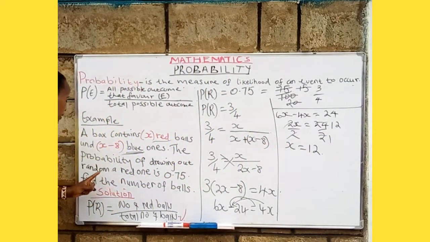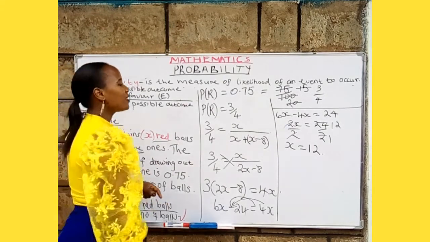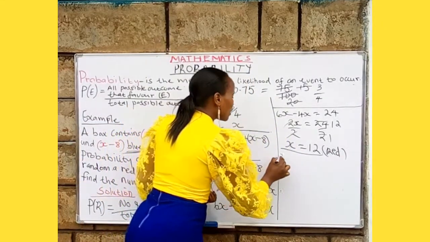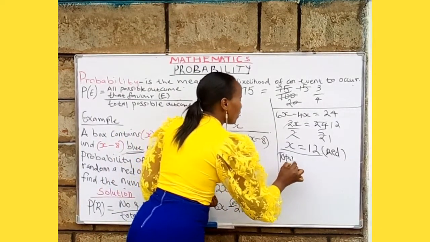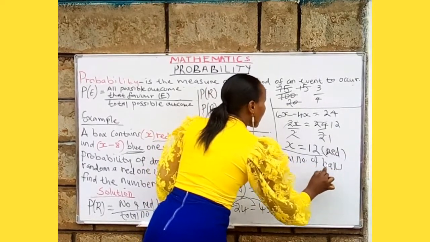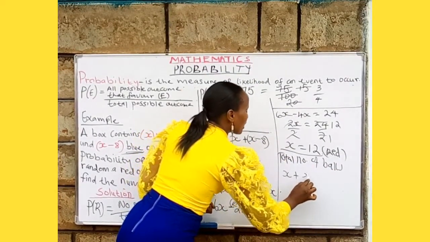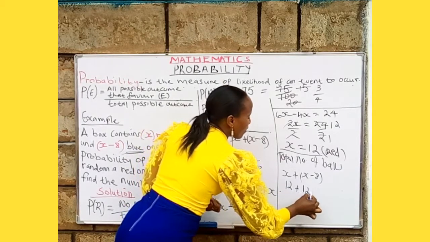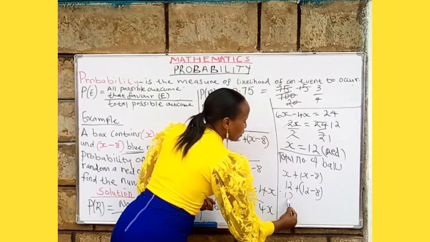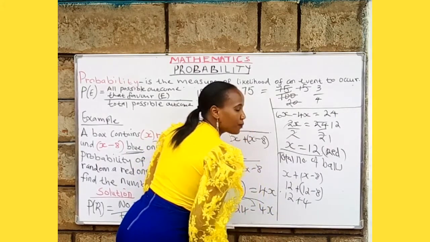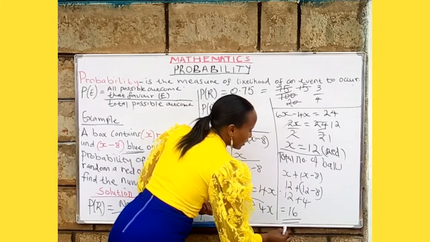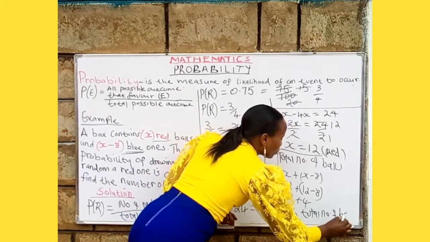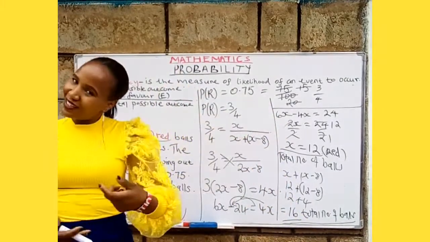So the question is asking, find the number of balls. These are the number of red balls, but we are supposed to find the total number of balls. We know that the total number of balls is x plus x minus 8. And what is our x when we substitute? x is 12, so 12 plus 12 minus 8. 12 minus 8 is 4, and finally we have 16. These are the total number of balls.